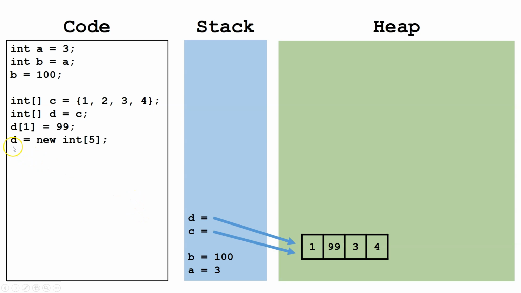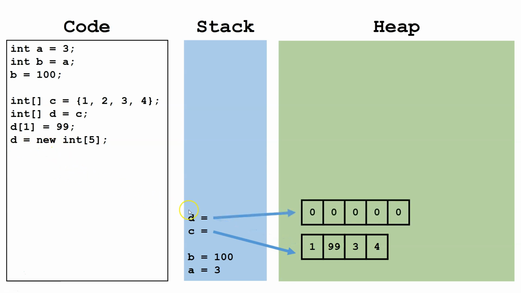Here we are changing D again. However, we are causing D to point at a brand new object, an integer array of size 5. We move the pointer for D to point at the new integer array. C and D no longer have a connection because they are pointing at different objects on the heap.